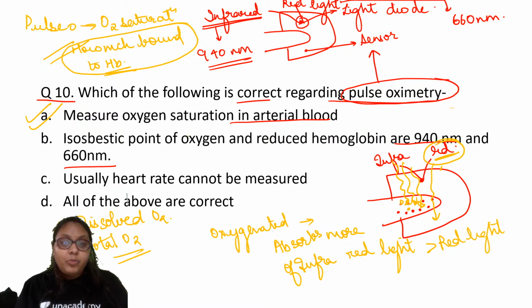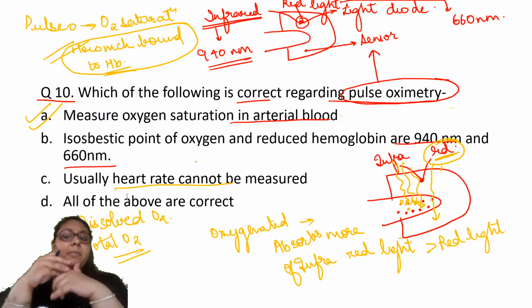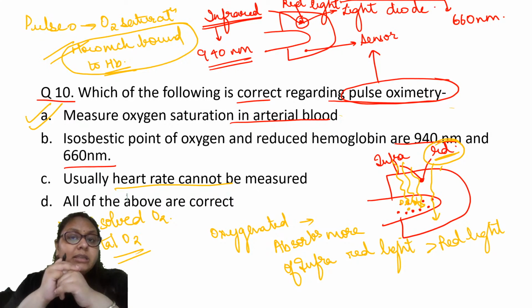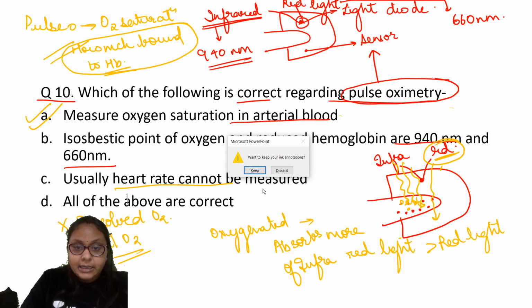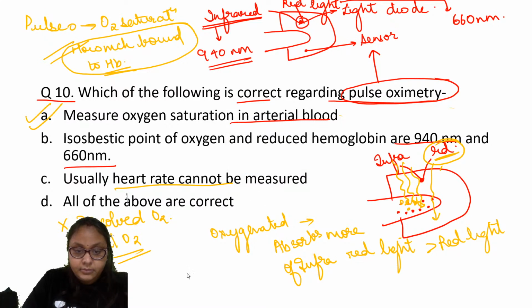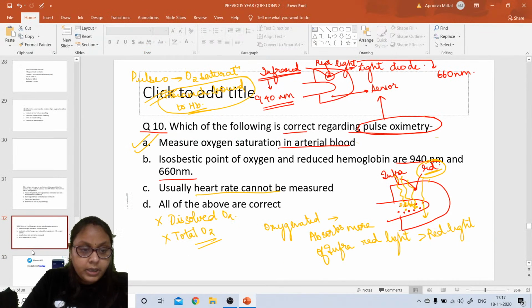Isosbestic point for oxygen and reduced hemoglobin, it is 660 and 940. Heart rate can be measured. You all must have seen the pulse oximeter during the COVID times, what all it is telling. So I'll just add a slide in this.